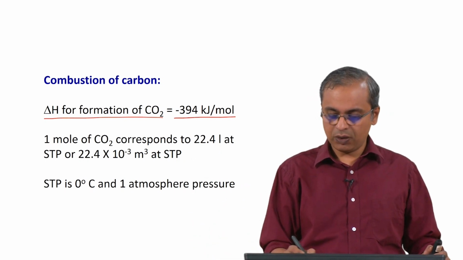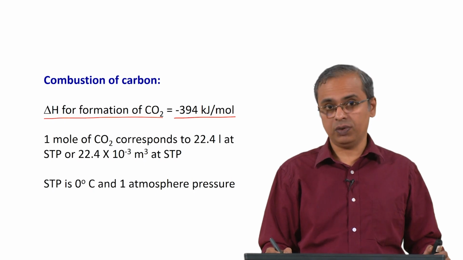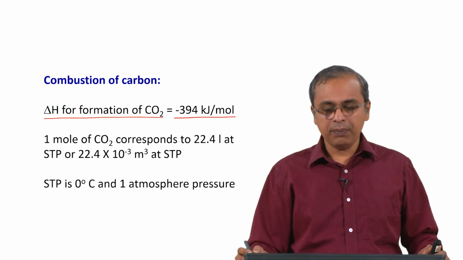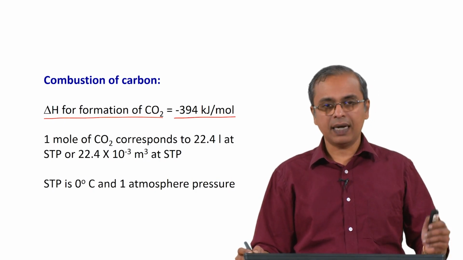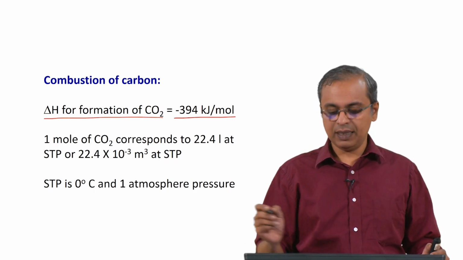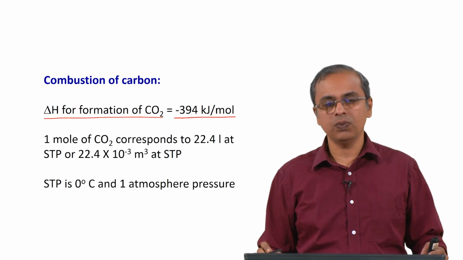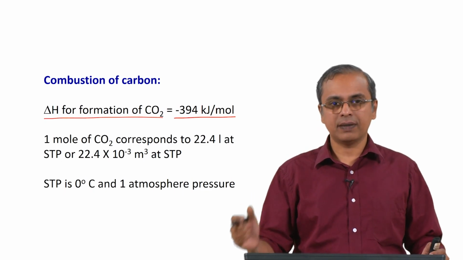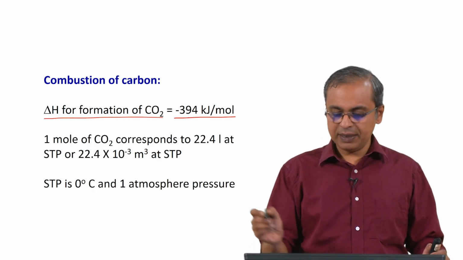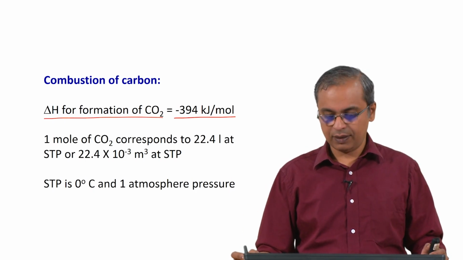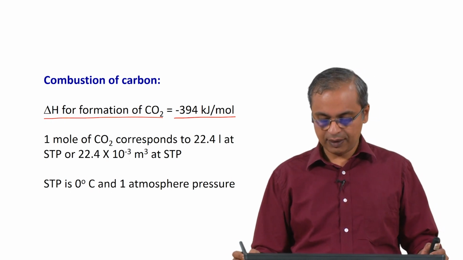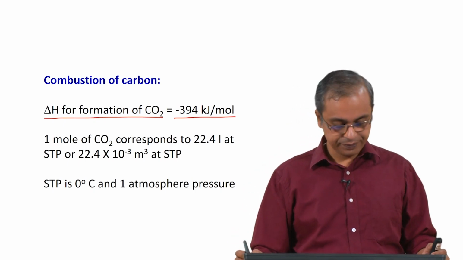So, this is the amount in kilojoules: 394 kilojoules per mole of the carbon dioxide that is generated. A mole in this case, if you take carbon, 1 mole is 12 grams. So, every time you burn 12 grams of carbon, you will get a corresponding amount of CO2. So, you will get 12 plus 32, about 44 grams of CO2, and basically you will release this amount of heat when you do that combustion process.